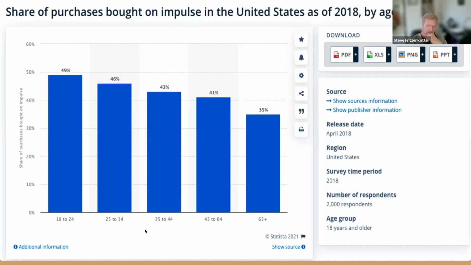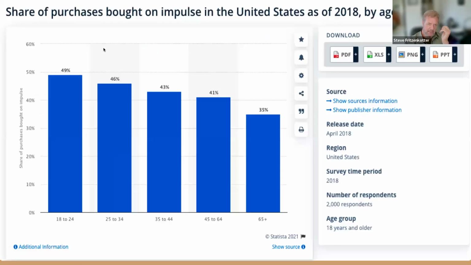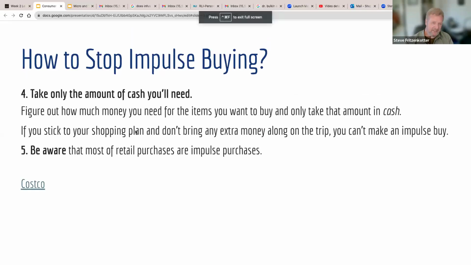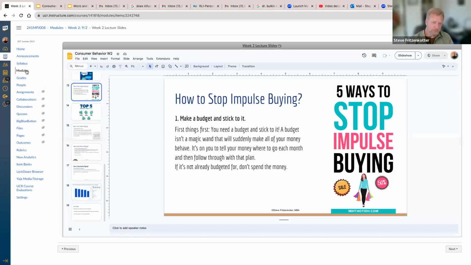I'm not going to go through this one, it's too old. But I'm just going to say that different groups will tend to make fewer impulse purchases. As we get older, we make fewer impulse purchases, probably because we have fixed incomes. When you get to be over 65 years old, your incomes are more fixed.